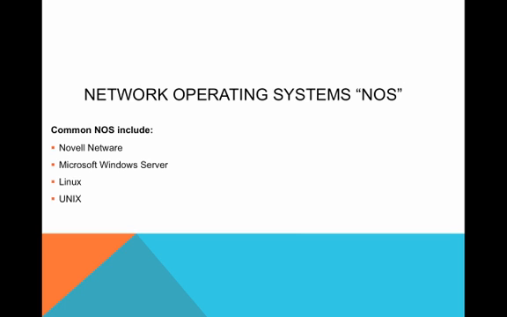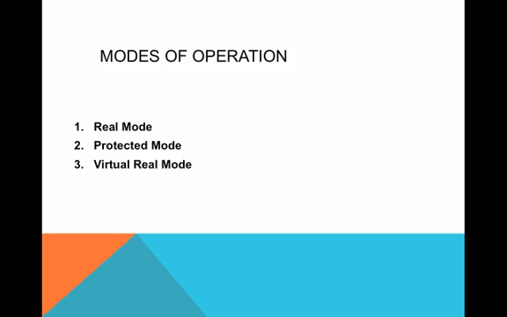Network operating system has many characteristics: it supports multiple users, runs multi-user applications, is robust and redundant, and provides increased security compared to other operating systems. Common network operating systems include Novell NetWare, Microsoft Windows Server, Linux and Unix.